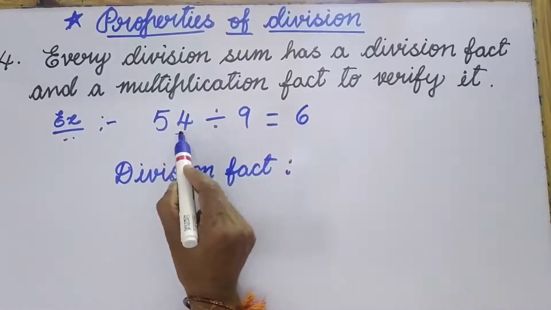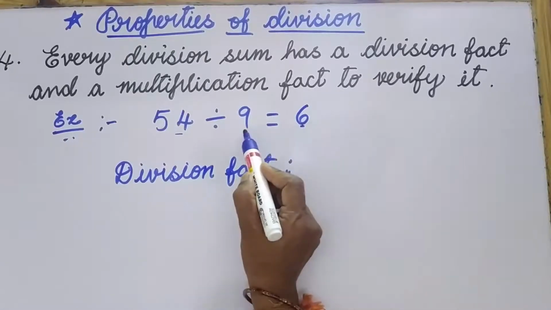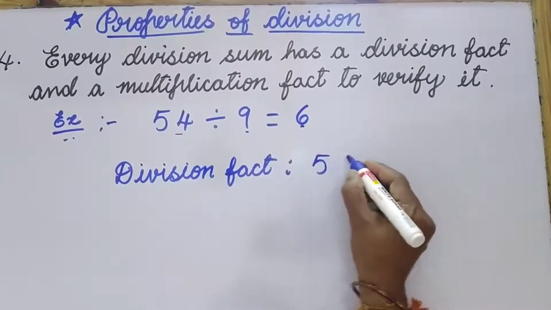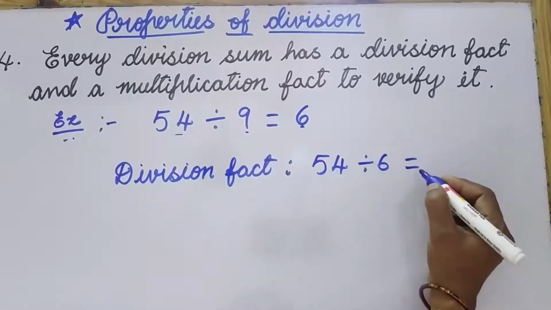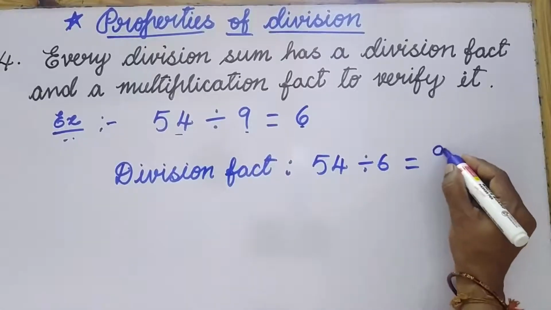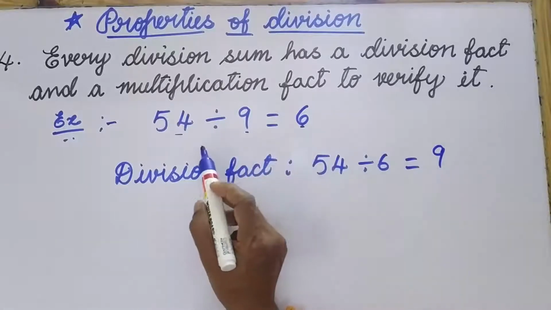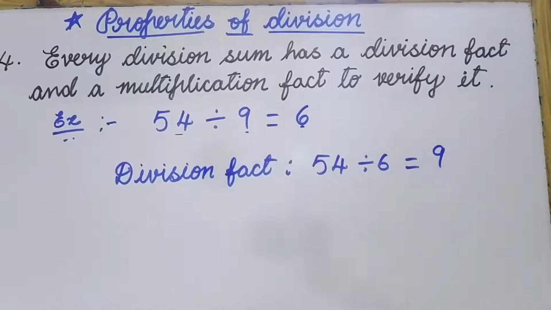If 54 is divided by 6, if we divide it by this quotient, we must get the divisor, correct? So the division fact will be 54 divided by 6. What do we get here? Yes, it is 9. So this is the division fact. So we have checked this sum, whatever was solved, and it is correct.